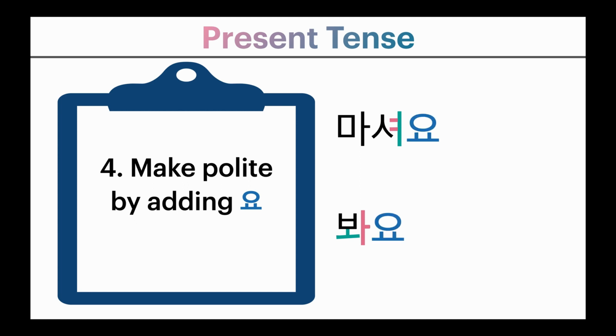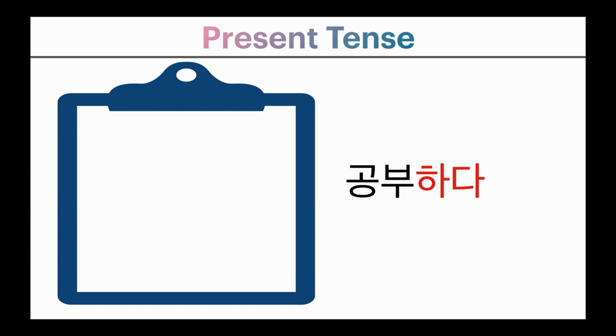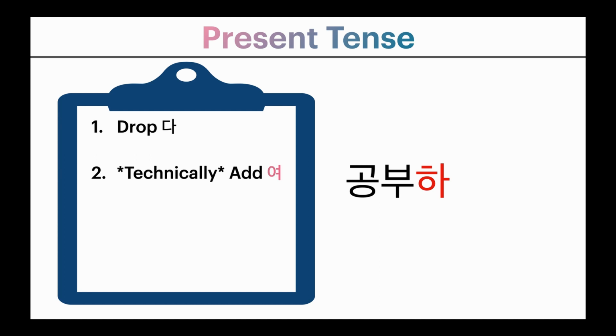Now because this is a practice video, we're not going to spend time going over these merging rules, but if you're unfamiliar with any of these rules, then feel free to check out lessons 6 and 7 in the playlist. Because the last thing that we have to go over for present tense is verbs that end with 하다, as in 공부하다, to study. As with the other verbs, the first thing that you will do is drop 다. And then technically what you're going to do is add 여. And then merge 하여 into 해.